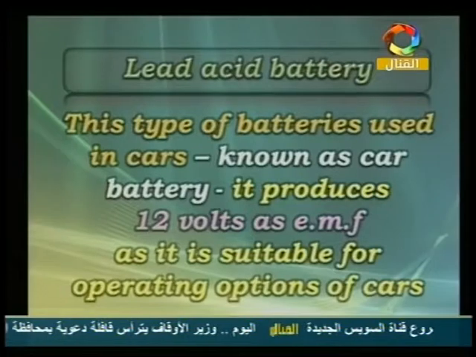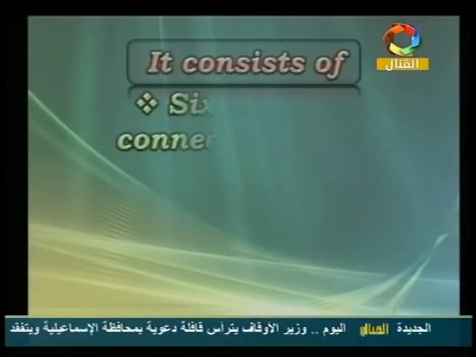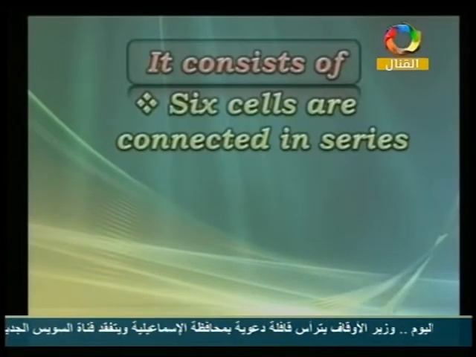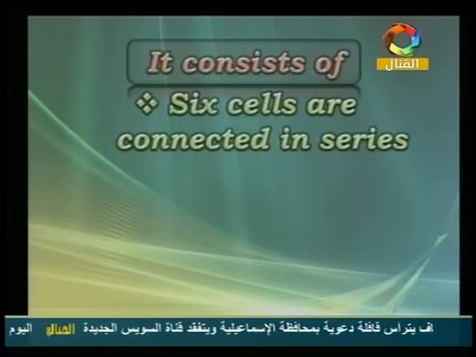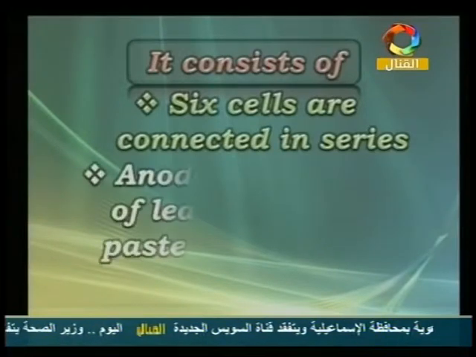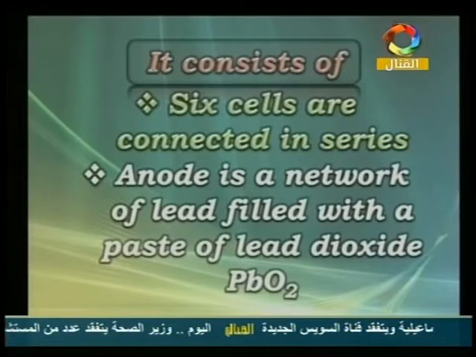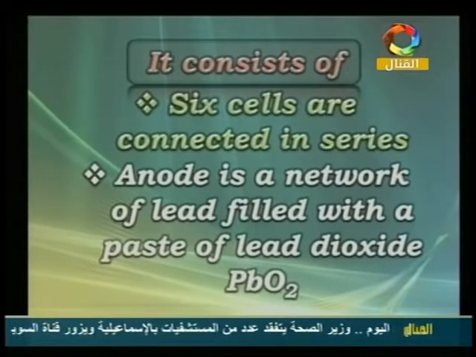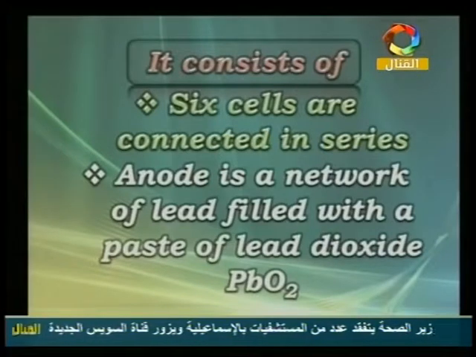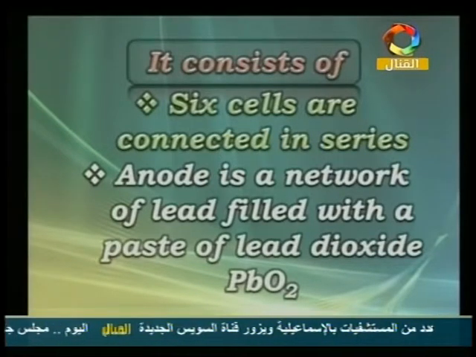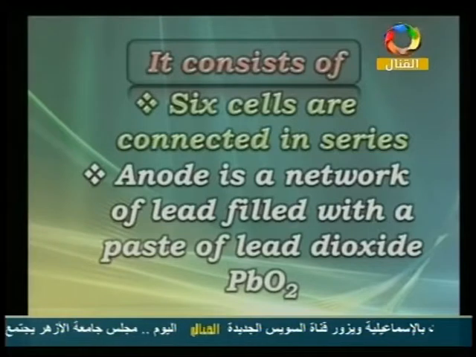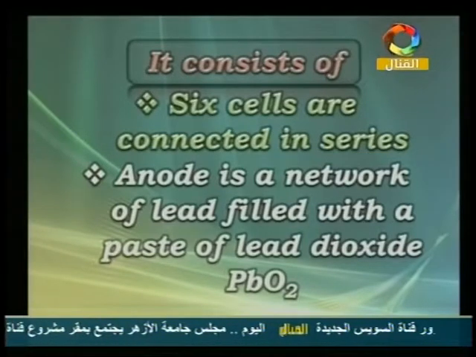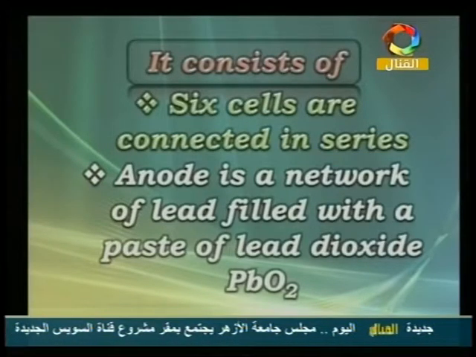After that, it's very important to know the structure of each one. Here we have it consists of 6 cells connected in series connection. The anode is a network of lead filled with paste of lead dioxide. Again, this is the anode, a network of lead filled with a paste of lead dioxide, PbO2.